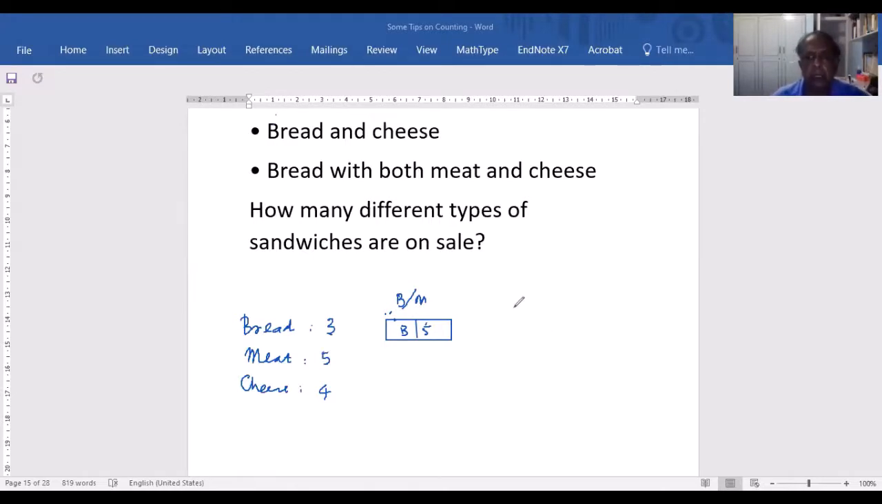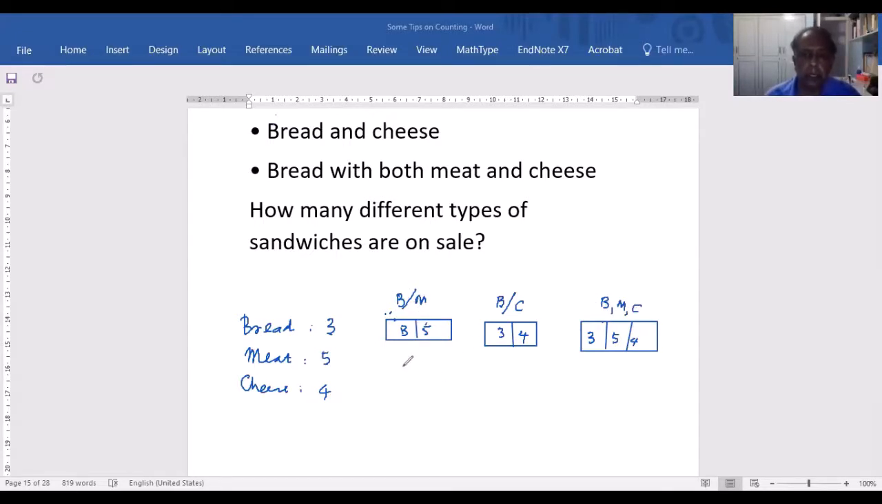And as far as the bread-cheese combination is concerned, you have a similar situation. Still have bread. This time you have cheese. Still three choices for your bread, but you have four choices for the cheese. And as far as the bread, meat and cheese are concerned, you have to choose your bread, you have to choose your meat and the cheese. So in this case, you've got three boxes because you have to choose all three. Bread can be chosen in 3 ways, the meat in 5 ways, and the cheese in 4 ways. So this is your bread, meat, cheese combination.